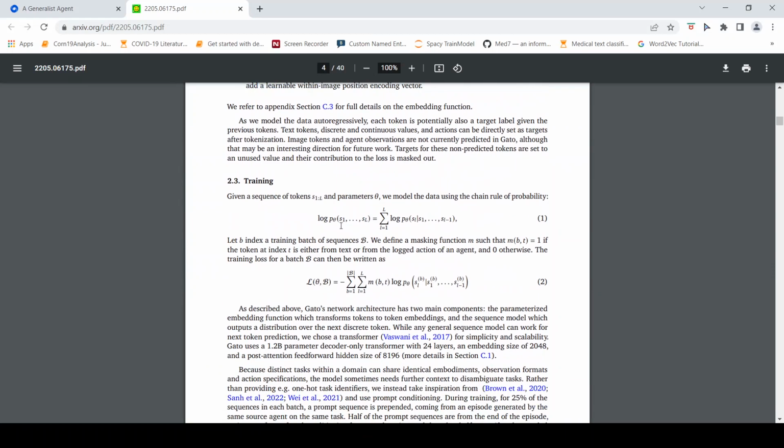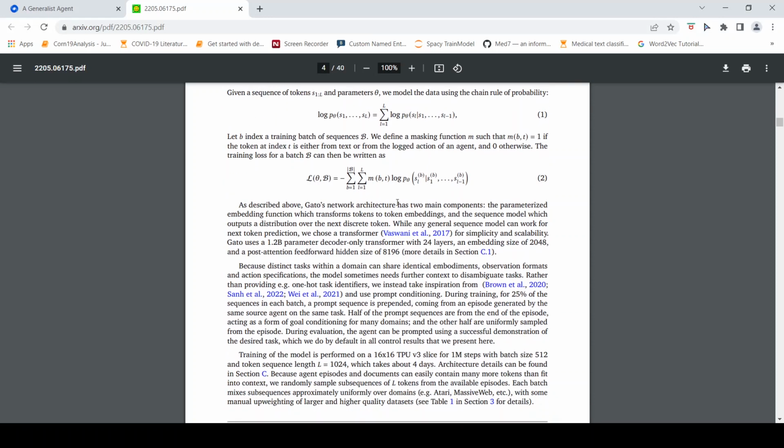Then they train this. What I understood is that if you have a batch of sequences, it is about predicting the next sequence. That is the idea over here. I've not gone fully into the details of the training.